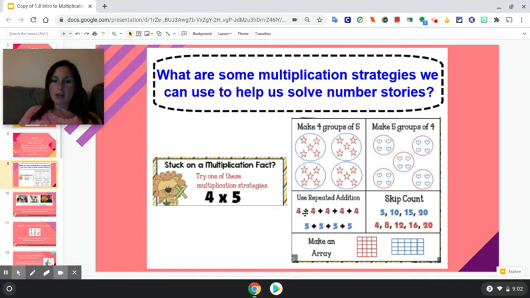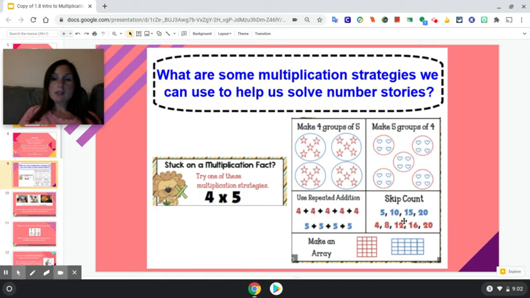So you see here 5 4s. 1, 2, 3, 4, 5. Or you can flip it and think of it as 4 5s. So here's 1, 2, 3, 4. There's 4 5s, right? There are 5 4 times. There are 4 5 times. Okay, that's why we say times.